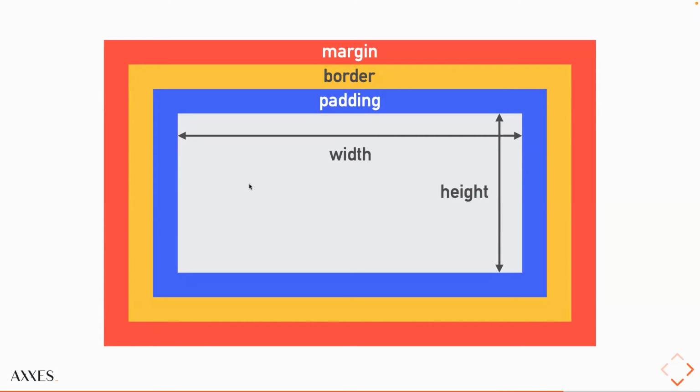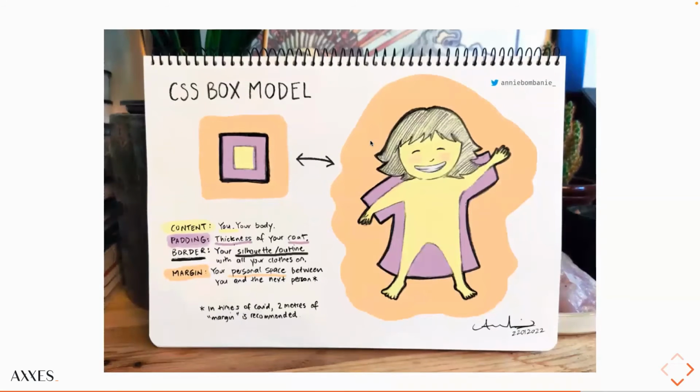How do we see this? When you create a div tag and you set some text in it, you set the width and the height, padding, and the border. This one makes it maybe a bit clearer. The content and the padding, that's actually you. The border here is a silhouette of the outline, and then the margin actually has nothing to do with the content, but it's your personal space around you. In times of COVID, a 2 meter margin is recommended.